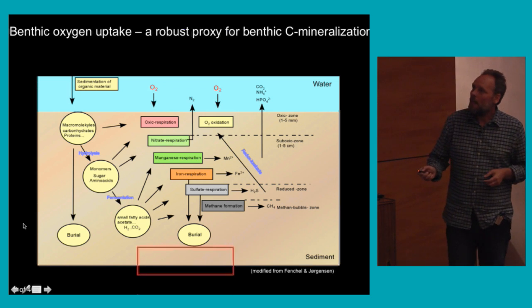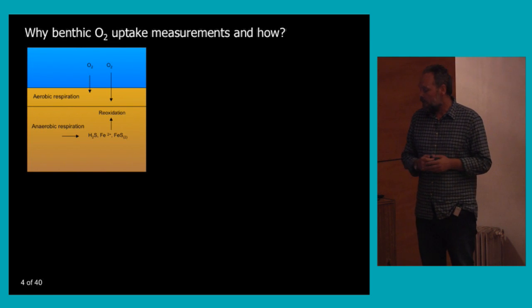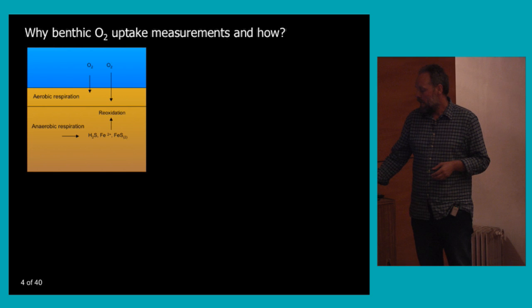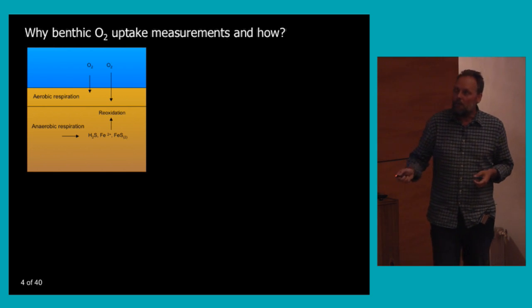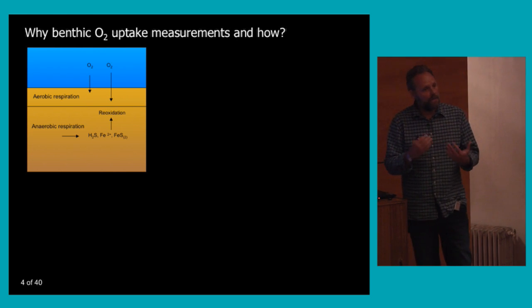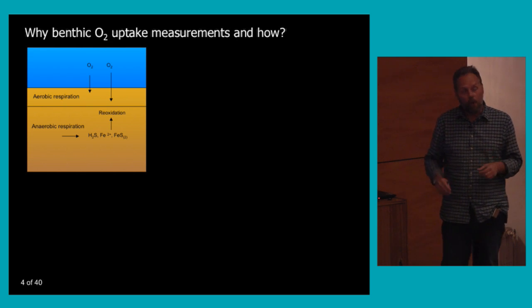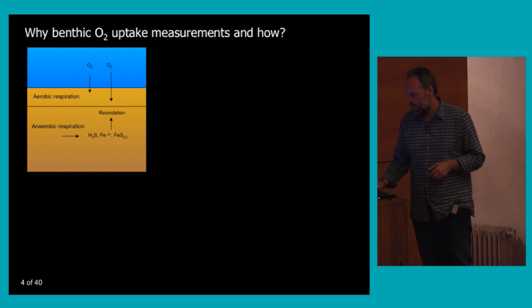Okay, so oxygen is used for aerobic respiration and for reoxidation processes, and therefore can be used as a proxy for the total turnover of carbon. We do make some assumptions. We ignore denitrification, we ignore some burial of pyrite, but generally they can balance each other out. We can also measure them if we want to correct for that. But overall, that is the case.